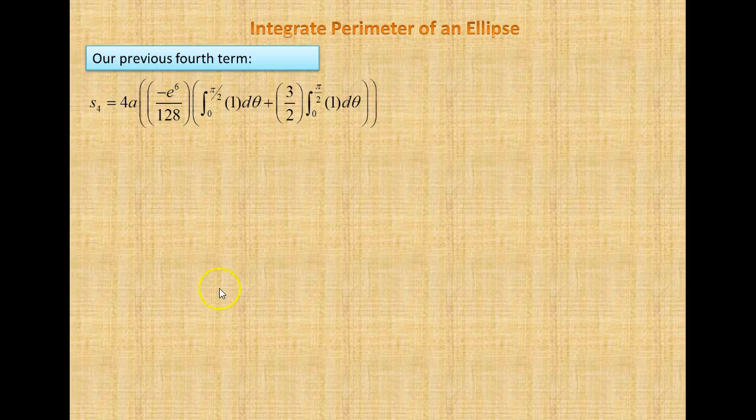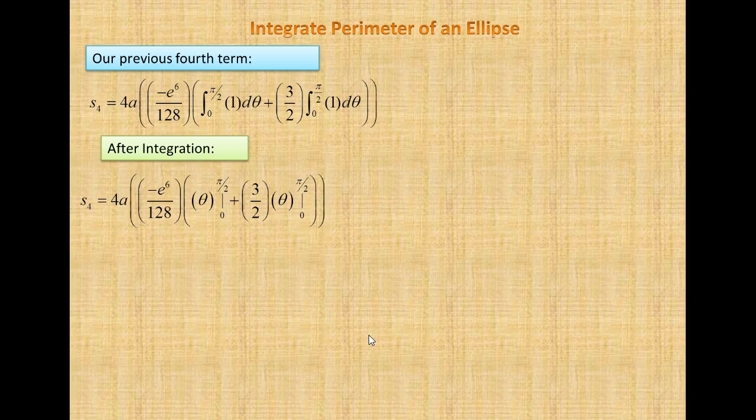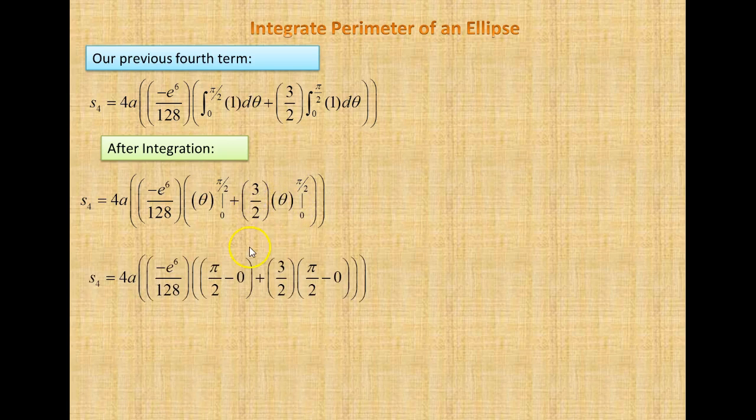Our previous fourth example is here, as we had before on the previous slide. After integration, the integral of 1 from 0 to pi over 2 is theta from 0 to pi over 2, and the integral of 1 from 0 to pi over 2 is theta from 0 to pi over 2, and 3/2 times theta from 0 to pi over 2.